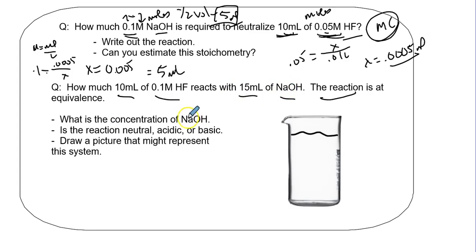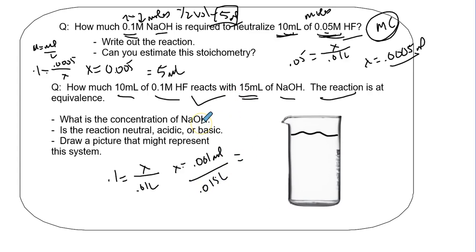What is the concentration of NaOH? Okay, so the moles are equal. So let's just take a moment here. 0.1 equals x moles over 0.01 liters. That means my moles equals 0.001 moles. And then just take that divided by my new volume, 0.015 liters. And let's see what we got.